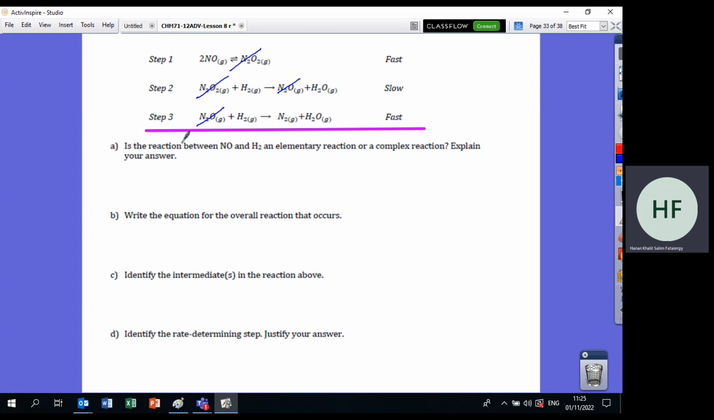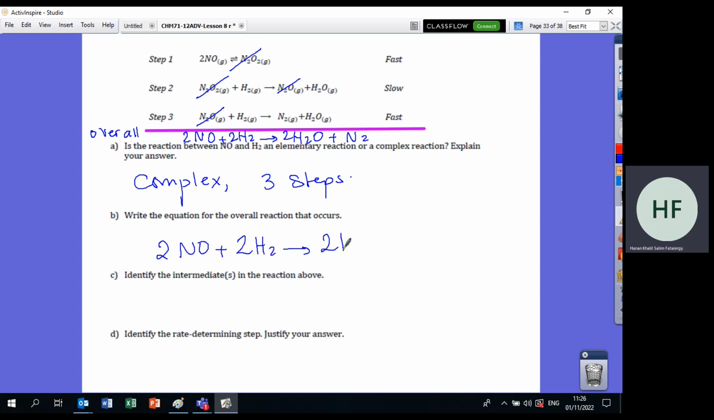Okay, so what is left? 2NO plus H2 plus H2, this will give you 2H2. H2O plus H2O, this will give you 2H2O with N2. Okay, so this is the overall reaction. Now, is the reaction complex or elementary? Of course it is complex. Why? Because it's made of 3 steps. The equation of the overall reaction is 2NO plus 2H2 will give you 2H2O plus N2.